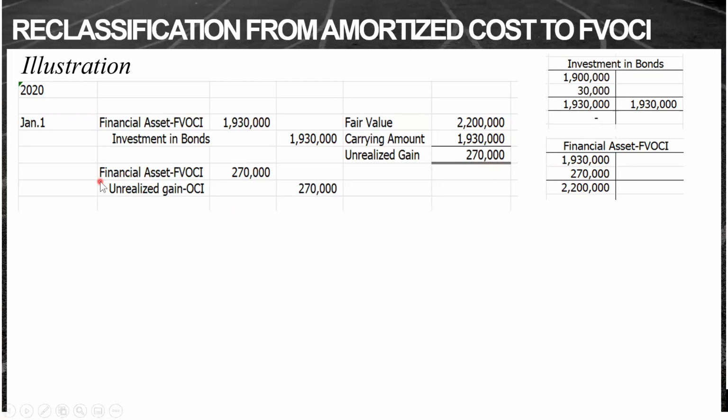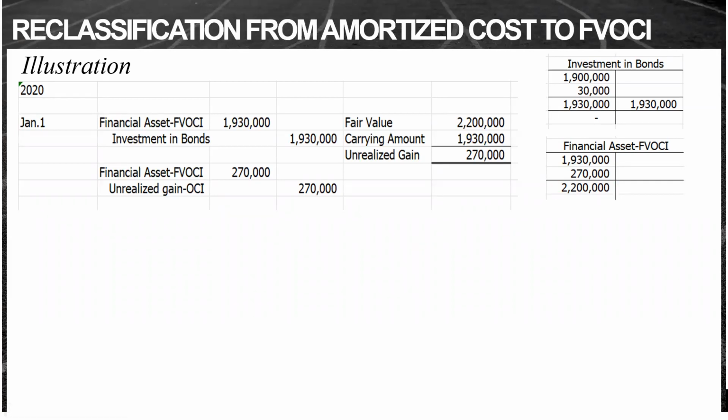So, ito yung ating entry, class. We debit financial asset at fair value through OCI. Credit unrealized gain at OCI of 270,000. So, this will be now the balance of your financial asset at fair value through OCI. So, first you have 1,930,000. Then, add natin yung ating increase sa fair value na 270,000. So, this will be our fair value through OCI, yung financial asset natin at fair value through OCI.